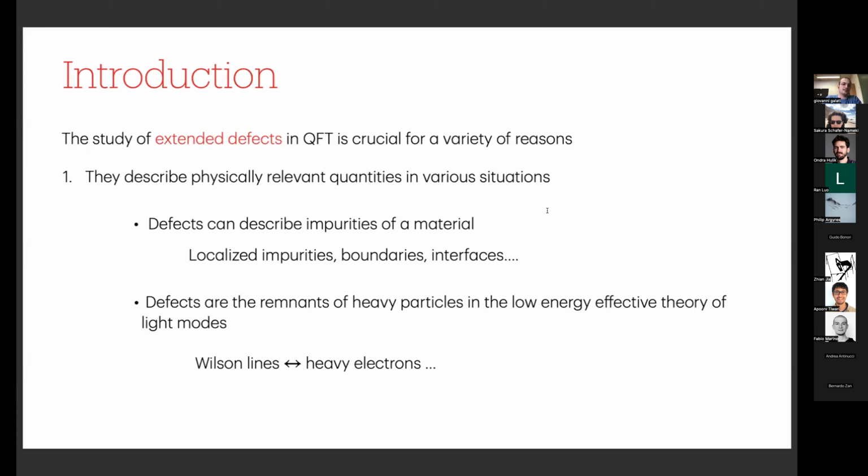If you are more, let's say, high energy people, defects are also important because they are remnants of heavy particles in the low energy effective theory, which describes light modes. For example, in gauge theories, we are very used to saying that Wilson lines describe the worldline of very heavy electrons or quarks, in some low energy theory for which we don't know the UV completion.